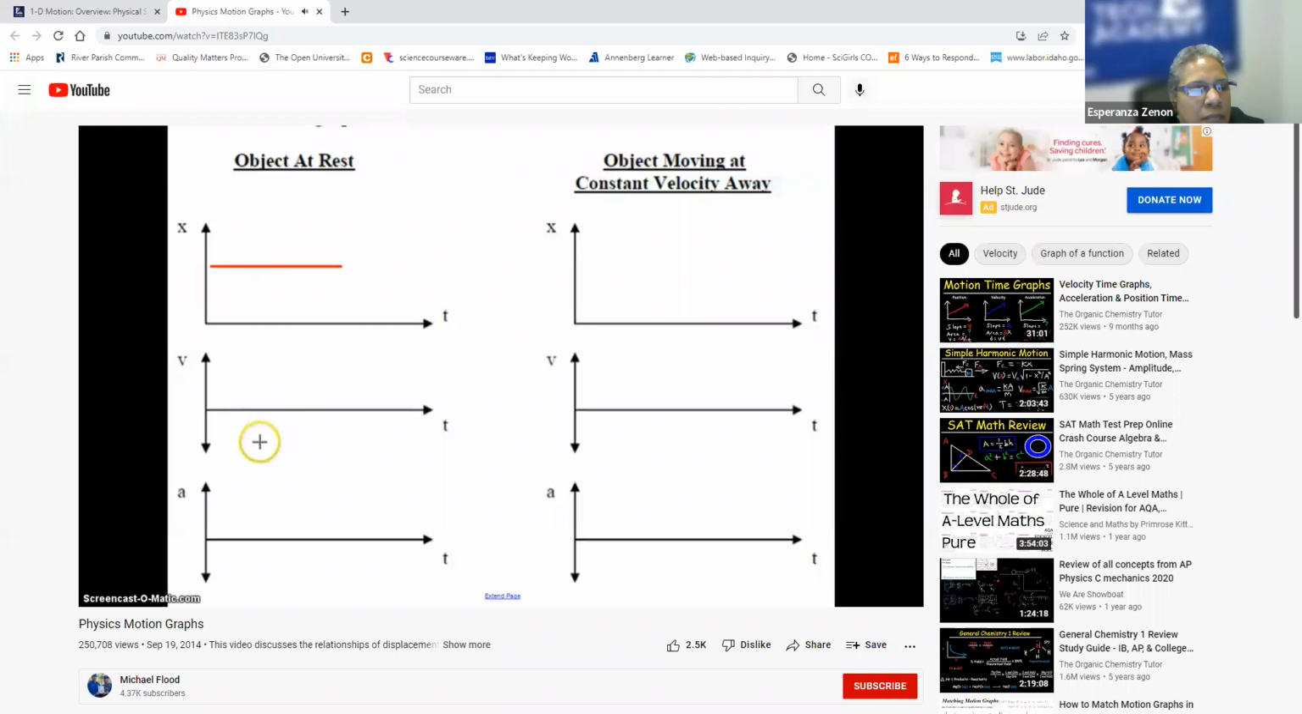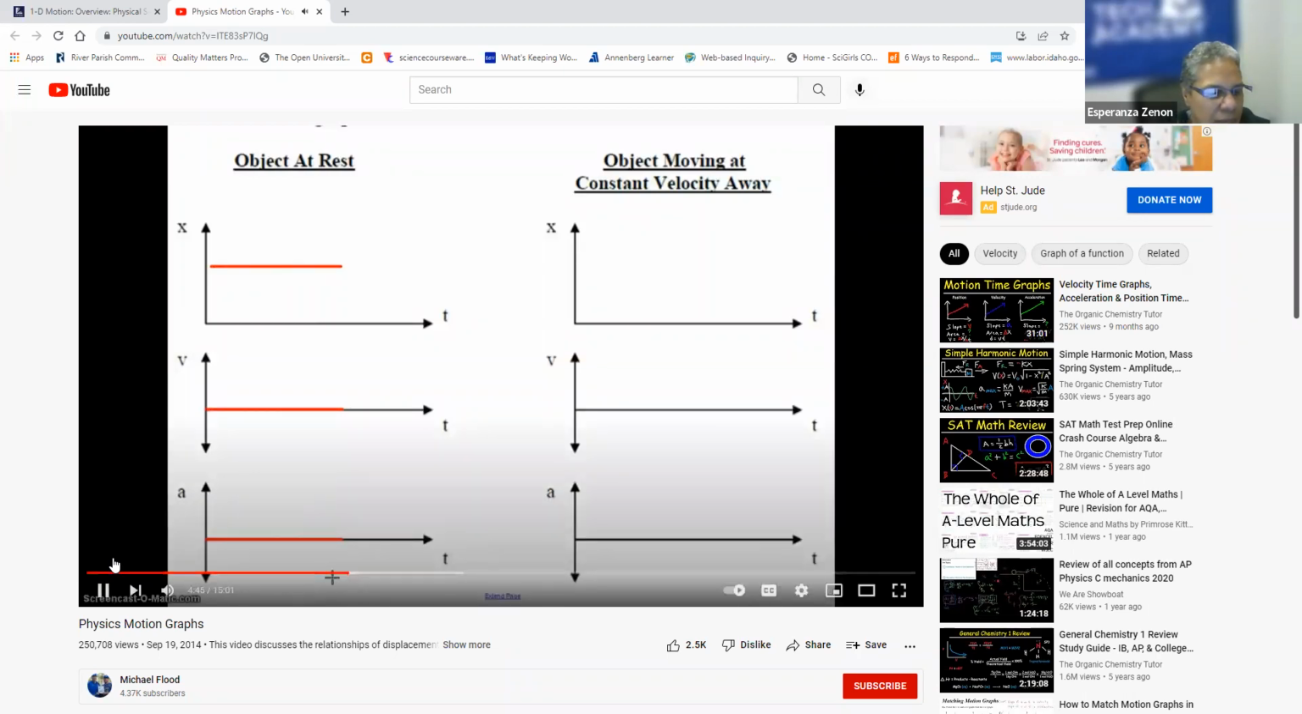Well, if an object is at rest, that means its velocity is 0, and where the time axis intersects here on the y-axis would be where velocity is 0. So we would have a VT graph that has a horizontal straight line on the time axis. If there's no velocity, there's no acceleration, so it also has a 0 AT graph, a horizontal line on the time axis.